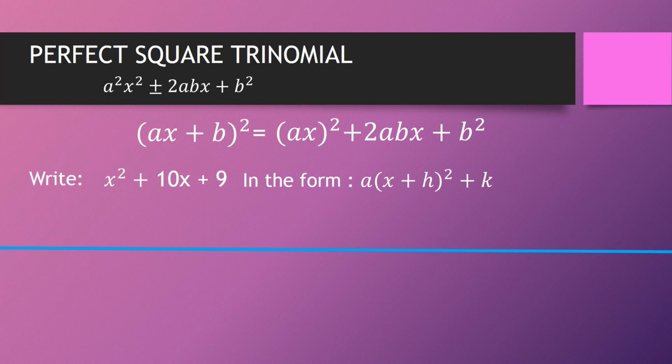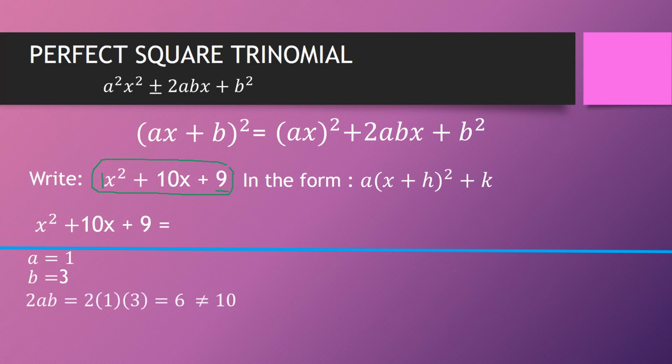Another example. Remember, in this case, the coefficient here is 1, and the constant term is 9. I need to check if this expression is a perfect square. Now, a is 1, b is 3, the square root of 1 is 1, the square root of 9 is 3. Now I just say 2 times 1 times 3, 6, is different from 10. You see?